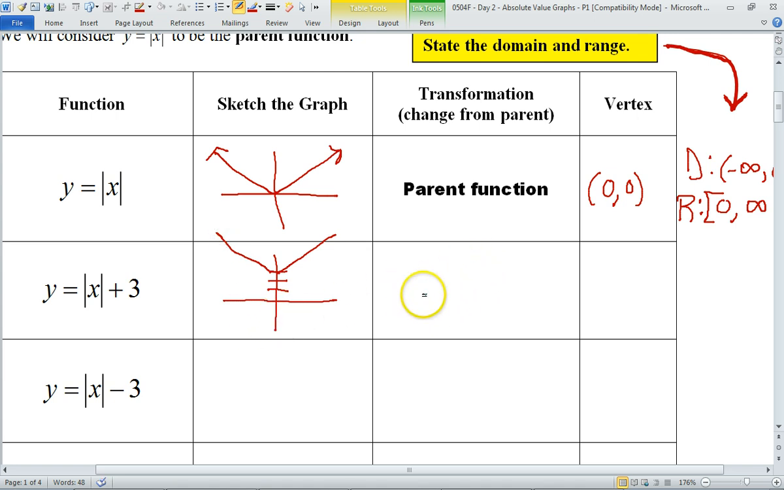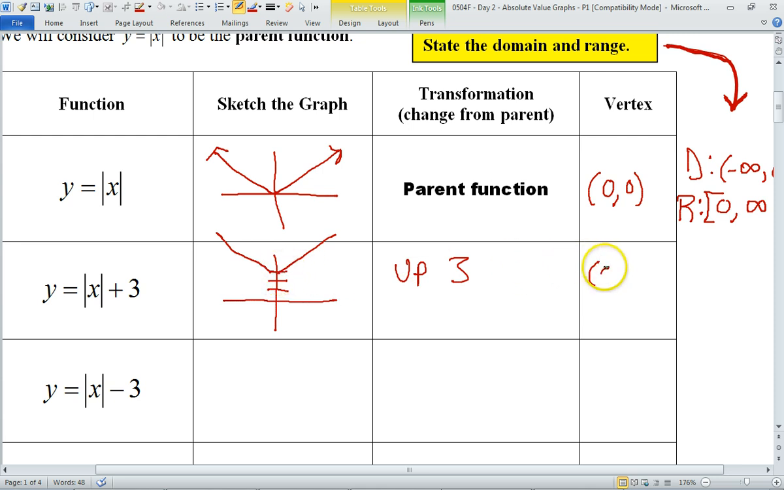Okay? So transformation from the parent function, I'm just going to write what Jesus said. It went up 3. Well, if it goes up 3, tell me, let's see, India, tell me what the new vertex is going to be.